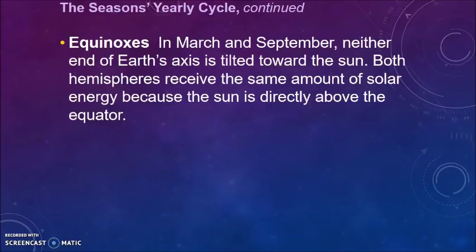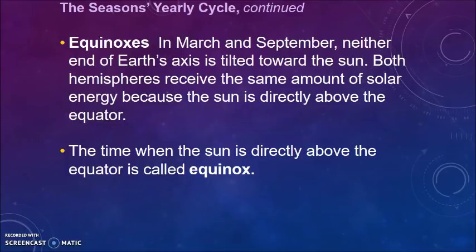Equinoxes. In March and in September, neither end of the Earth's axis is tilted toward the Sun. Both hemispheres receive the same amount of solar energy because the Sun is directly above the equator. The time when the Sun is directly above the equator is called the equinox.